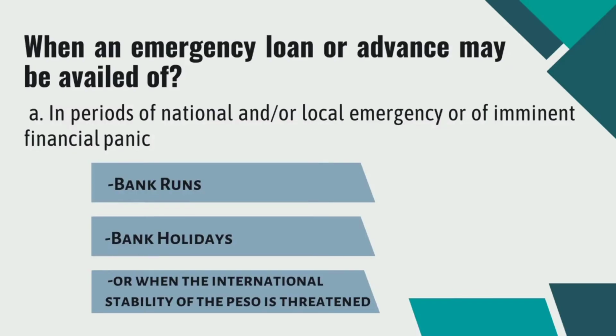Next, when an emergency loan or advance may be availed of. Kailan nga ba makakapag-loan or emergency loan ang mga banking institution? So we have here the first one. In periods of national and or local emergency or of imminent financial panic which directly threaten a monetary and banking stability. And the example for these are bank runs, bank holidays, or when the international stability of the peso is threatened.